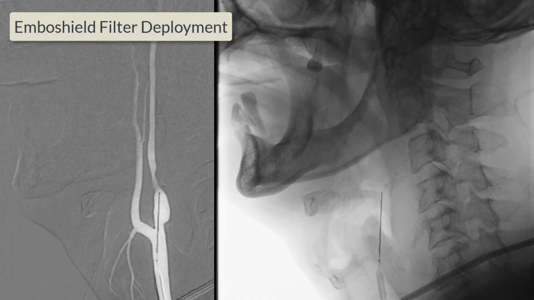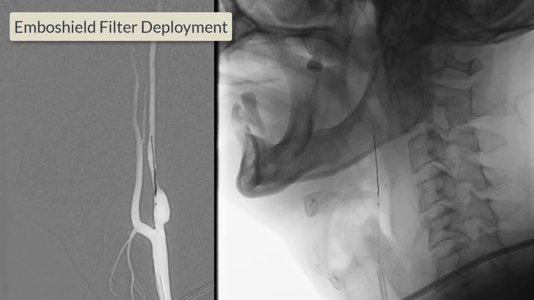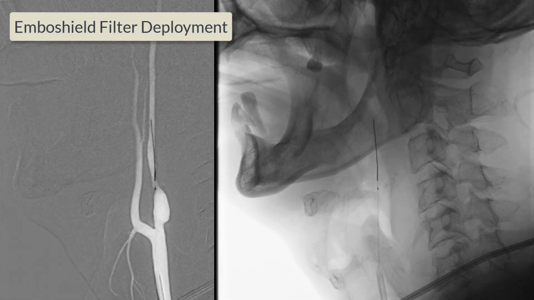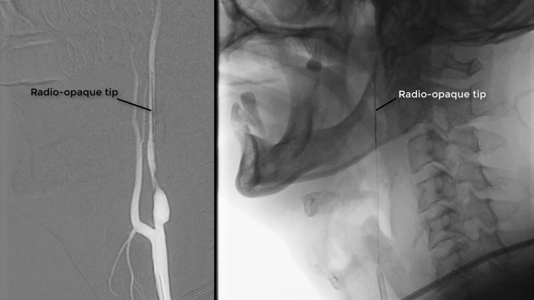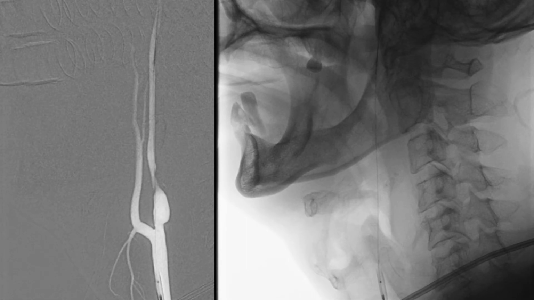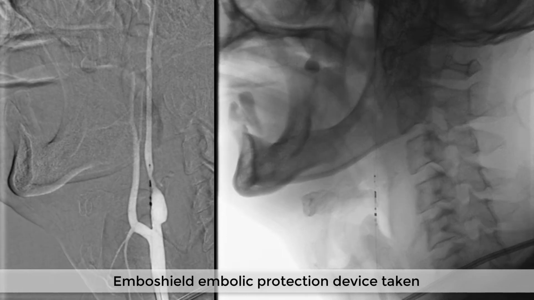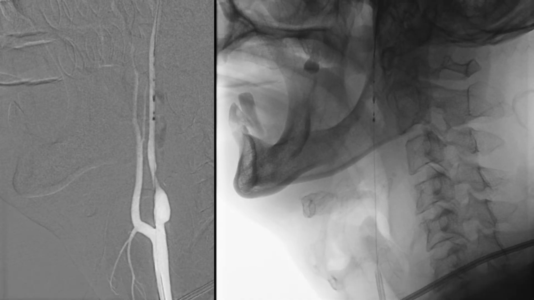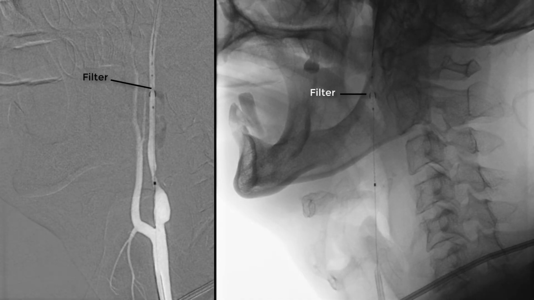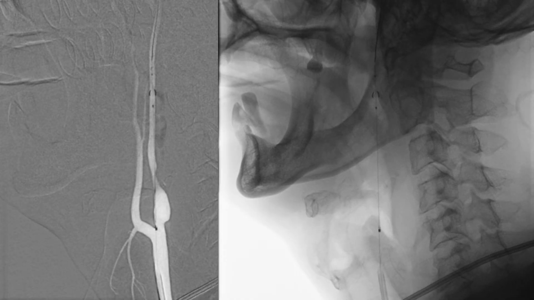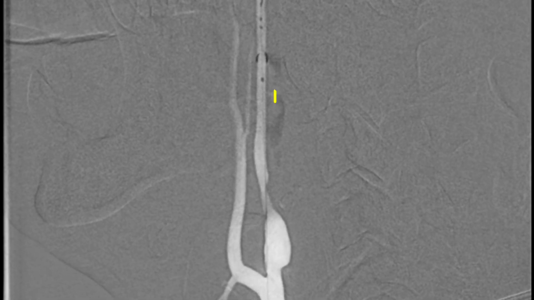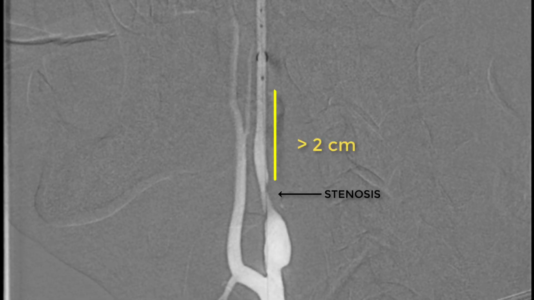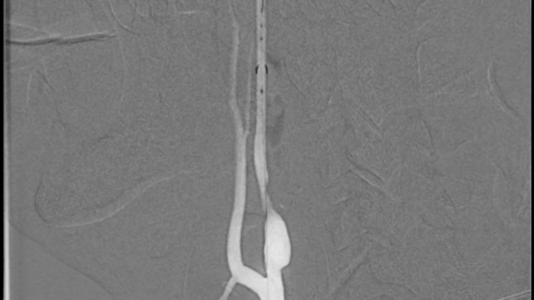Now we cross the lesion using the 0.014 bare wire of the filter device. It has a 3 cm distal radio-opaque tip which we kept at C1 vertebral level. Now the Emboshield filter device is taken over the 0.014 wire. Filter is deployed at C2 vertebral level. Filter device should be placed in the straight segment of the carotid artery and should be more than 2 cm distal to the distal landing zone of the carotid stent.